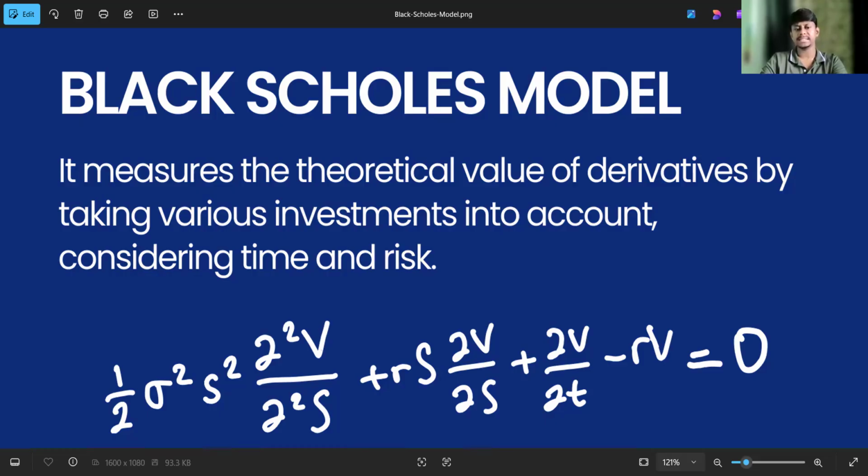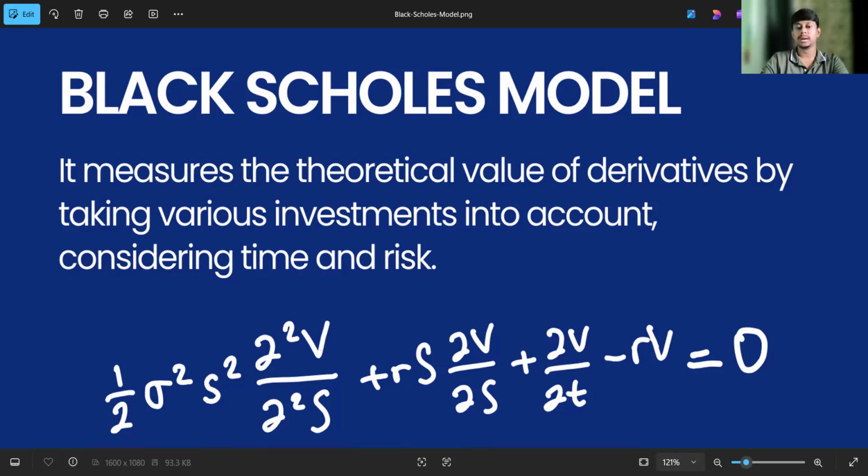Where the model quietly breaks down. As powerful as this model is, it rests on several simplifying assumptions that don't perfectly match reality. It assumes volatility stays constant over the option's life. In reality, volatility itself changes over time.